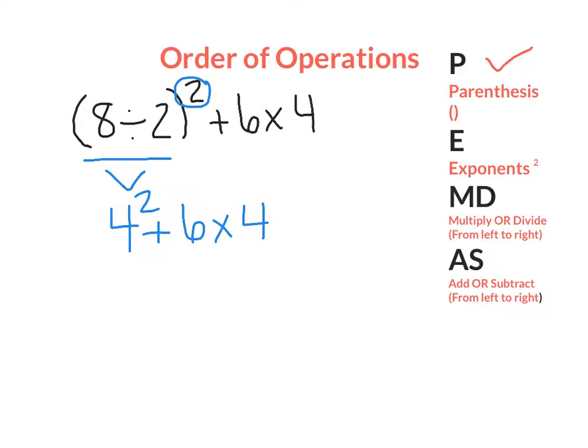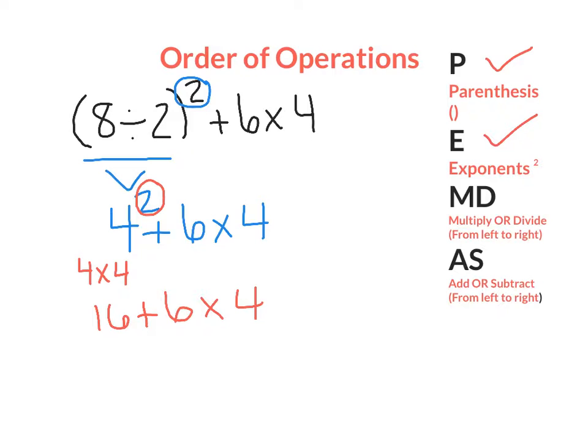Now I'm going to check on my exponents. I have an exponent right here. Now remember, 4 squared does not mean 4 times 2. What it really means is 4 times 4, not 4 times 2. I know that 4 times 4 is 16, and then I'm just going to rewrite everything else. Okay, exponents are done.